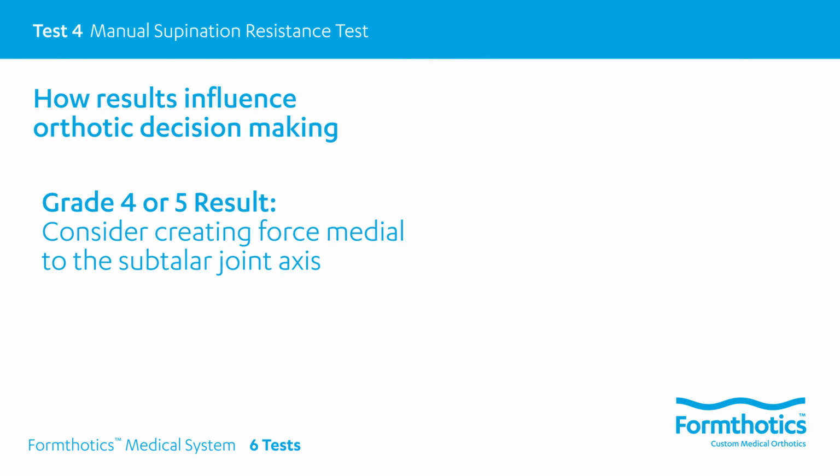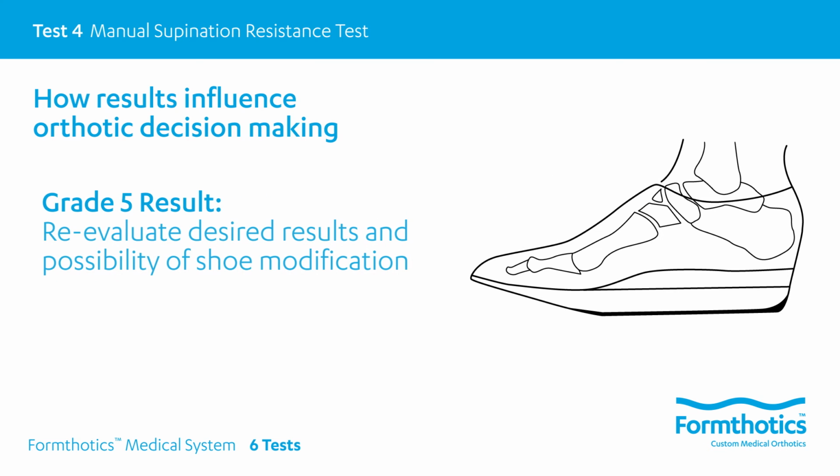Grade 4 or 5 result. Consider creating force medial to the subtalar joint axis, for example, a rear varus wedge. If the manual supination resistance test is graded 4 or 5 and the clinical goal is to reduce excessive pronation during the mid-stance period of gait, the orthotic would need to supply enough force medial to the subtalar joint axis to supinate the foot. For a grade 5 result, this may simply not be possible, and the clinician needs to reevaluate how best to provide the desired patient outcome.